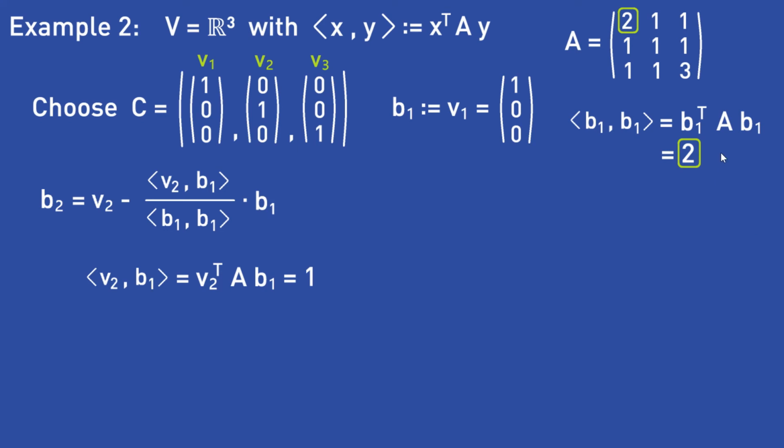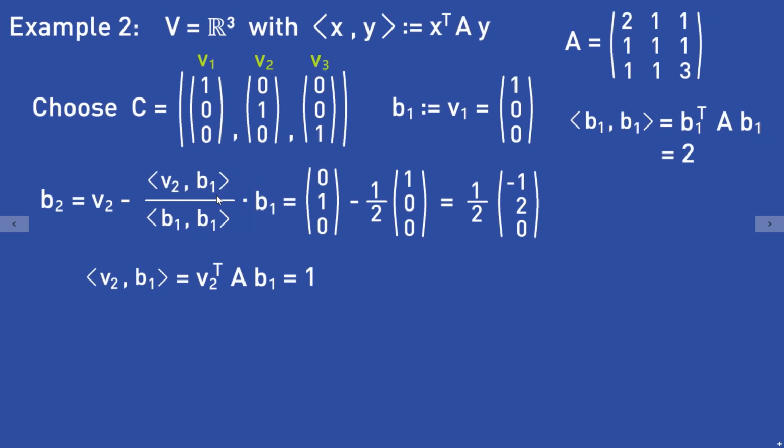Now we plug everything in the formula here and get that this here is equal to that here. So that vector here is V2. This here is 1. That here is 2. And that here is the vector B1. So in the end, we get that this here is equal to 1 divided by 2 times the vector -1, 2, and 0. So this here is our vector B2.